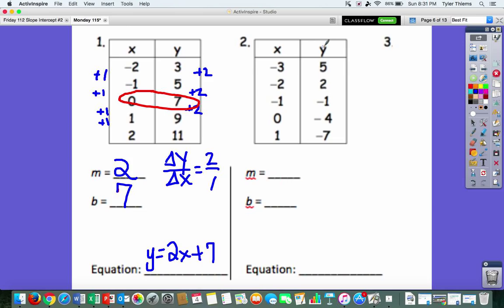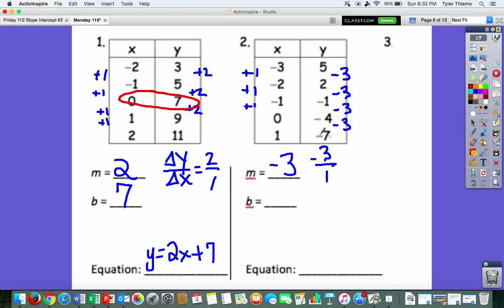For number 2, we need to find the slope of this table, or this function. It looks like y goes from 5 to 2, that's a decrease of 3. 2 to negative 1, decrease of 3. Decrease of 3. Now, the change in x is going up by plus 1 each time. So our rate of change, our change in y over our change in x, is negative 3 over 1, which gives you a slope of negative 3.